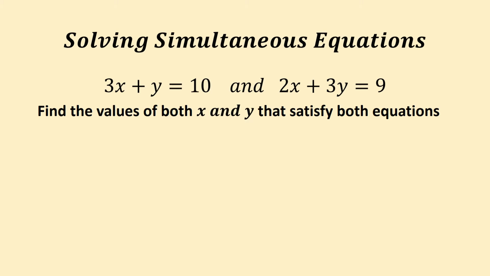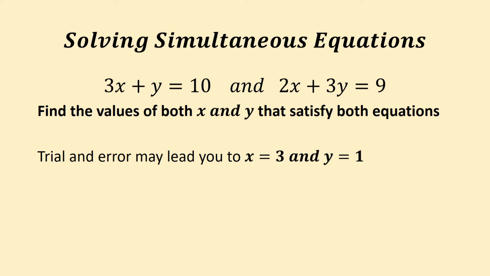So if you played around with numbers, say let x equals 2 in the first equation, then 3 times 2 is 6, so therefore y would have to be 4. But if you substitute that into the second equation, you can see that that wouldn't work. So the answer to this one is actually x is 3 and y equals 1.